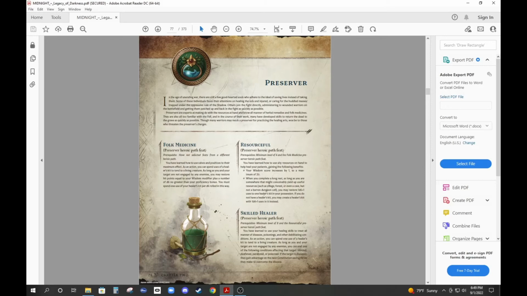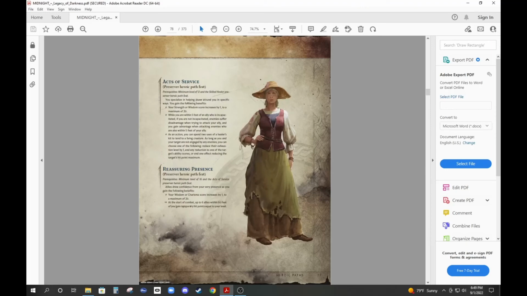Though many warriors may mock a preserver for practicing the healing arts, woe be to those who threaten the preserver's charges. And they have the feats Folk Medicine, Resourceful, Skilled Healer, Acts of Service, and Reassuring Presence.